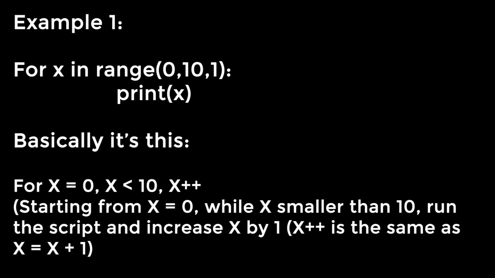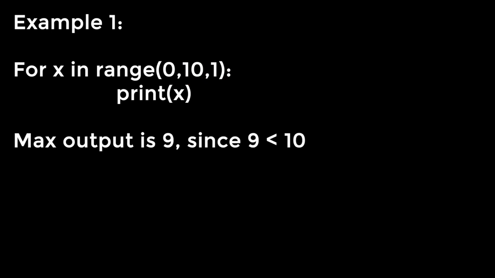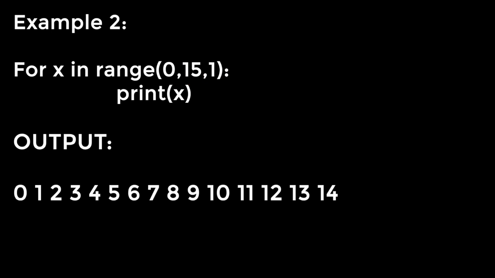This means that the script will set x to 0, print out x, so 0, and then increase x by 1, which is the third value here. It will do this while x is smaller than 10. The maximum value this can output is 9. If we were to run for x in range(0, 15, 1): print x, the script will print out every number from 0 to 14.